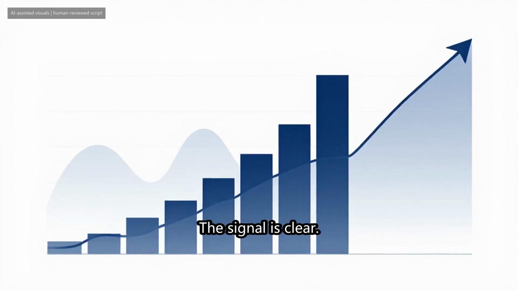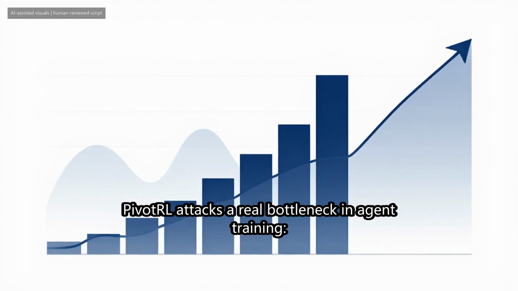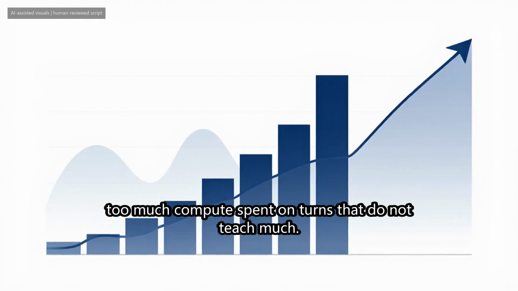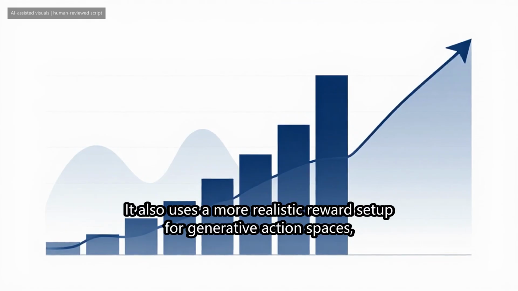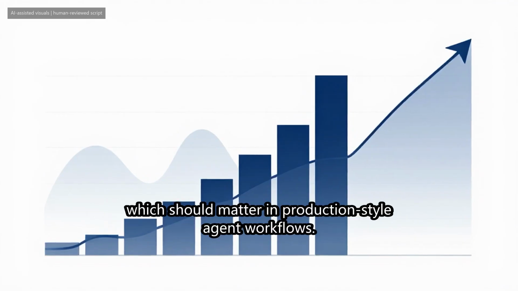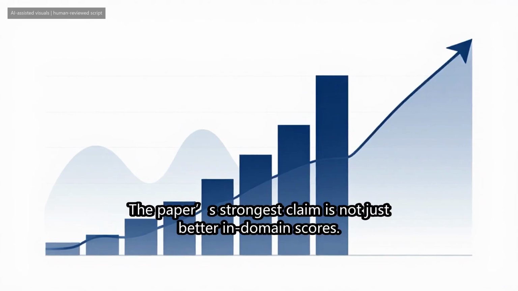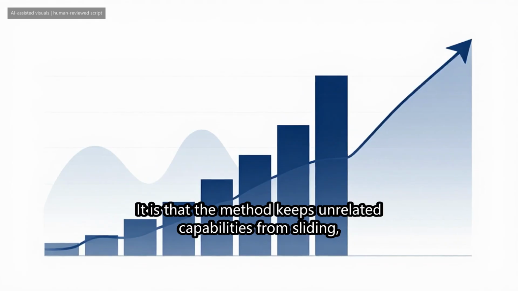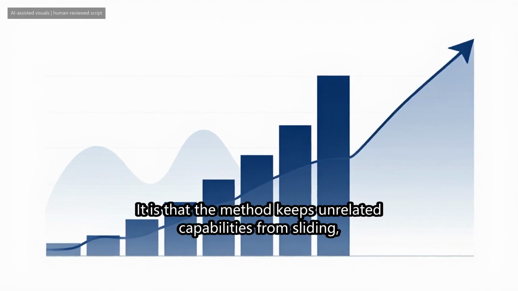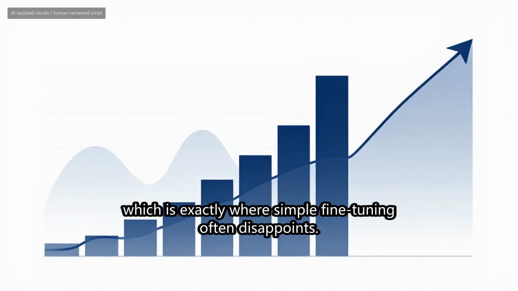The signal is clear. PivotRL attacks a real bottleneck in agents: training compute spent on turns that do not teach much. It also uses a more realistic reward setup for generative action spaces, which should matter in production-style agent workflows. The paper's strongest claim is not just better in-domain scores. It is that the method keeps unrelated capabilities from sliding, which is exactly where simple fine-tuning often disappoints.